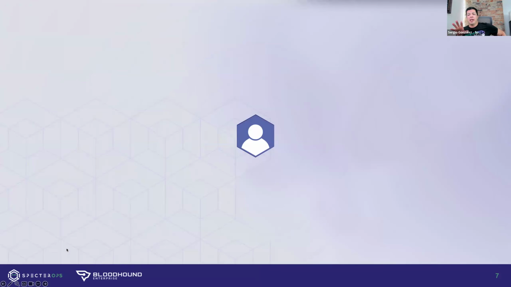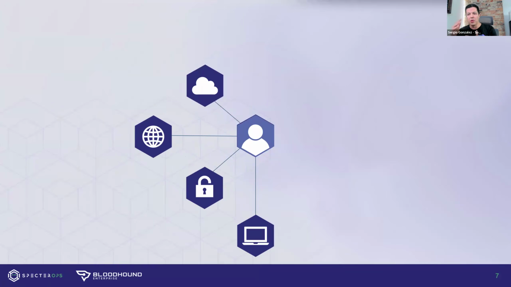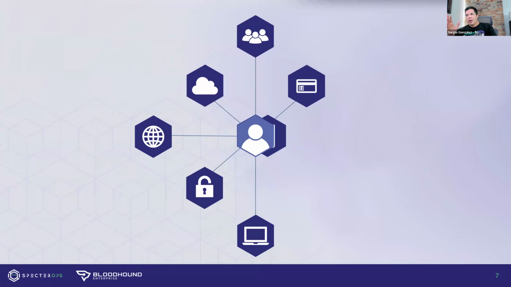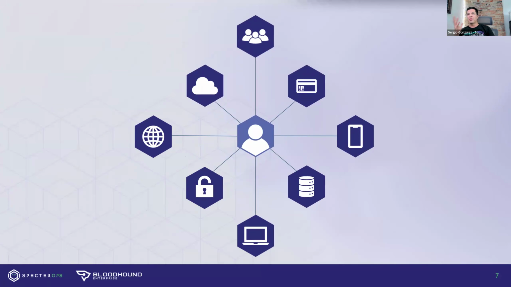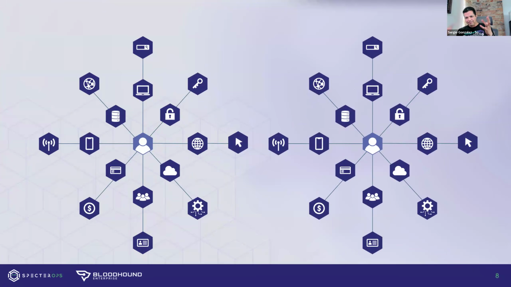So what are we really talking about? We're talking about users needing access to more and more resources, and each of those resources requires varying levels of access for a user to do their job. And so this is really what the interconnectivity of users to their resources looks like. We don't just have one user, we've got multiple users.